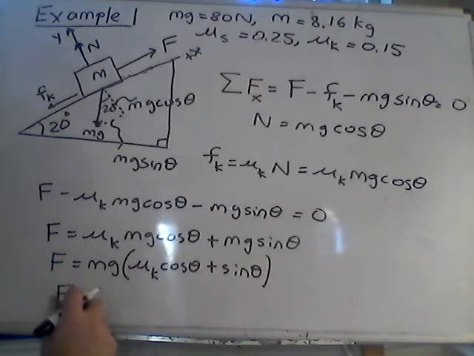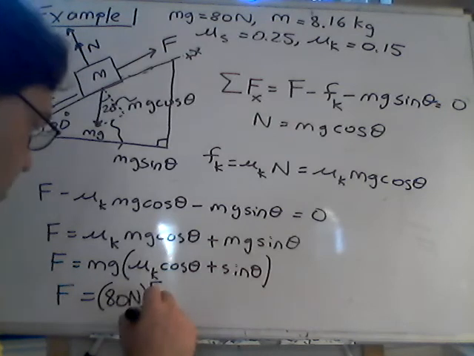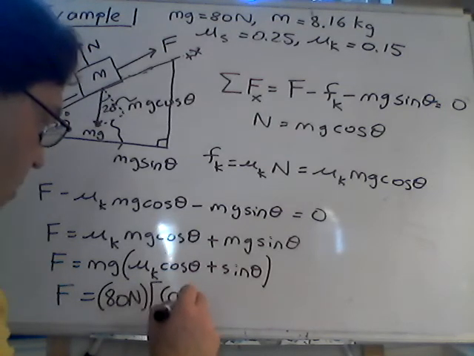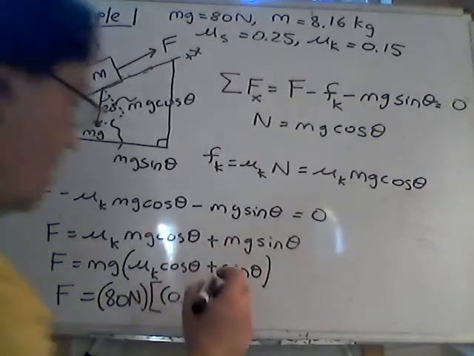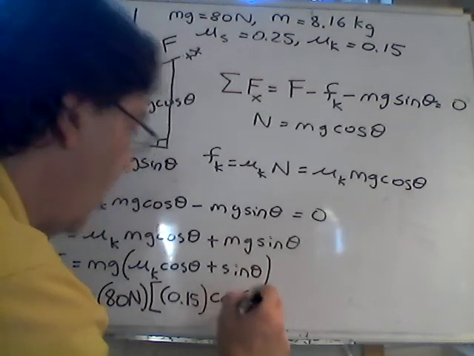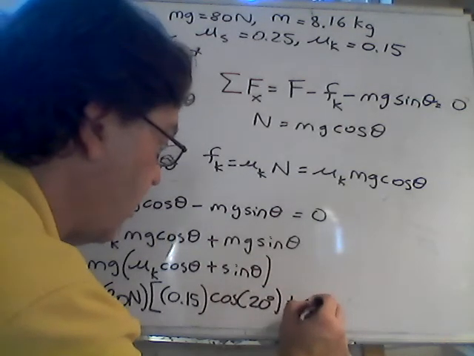Force is equal to 80 newtons times brackets 0.15. I use the kinetic frictional coefficient now because I am sliding. When you're in sliding motion, you use the coefficient of kinetic friction. All right, times cosine of 20 degrees plus the sine of 20 degrees.